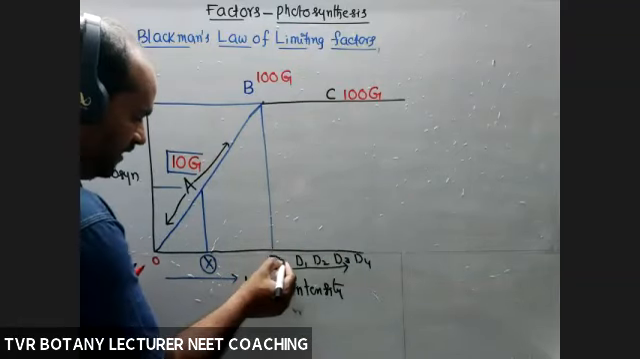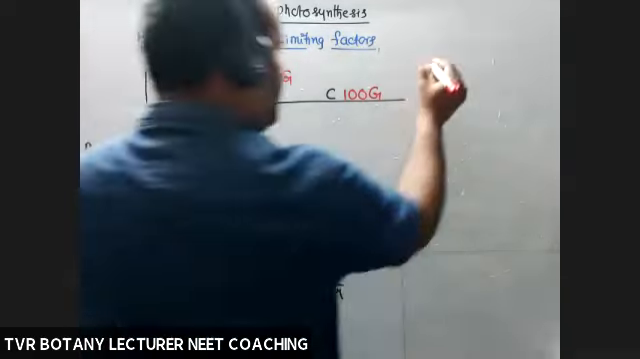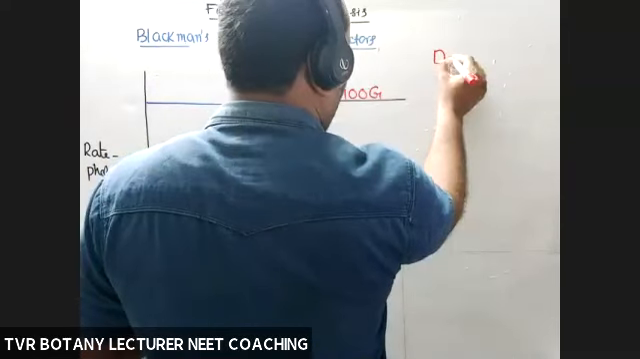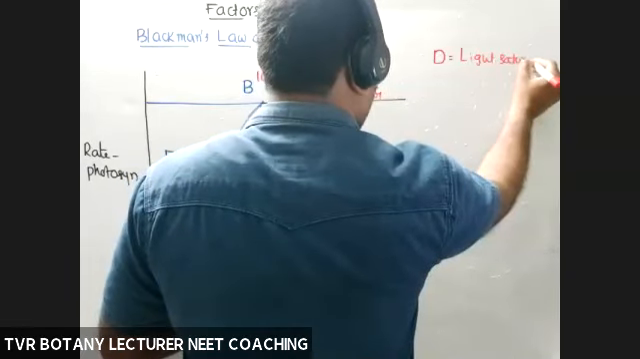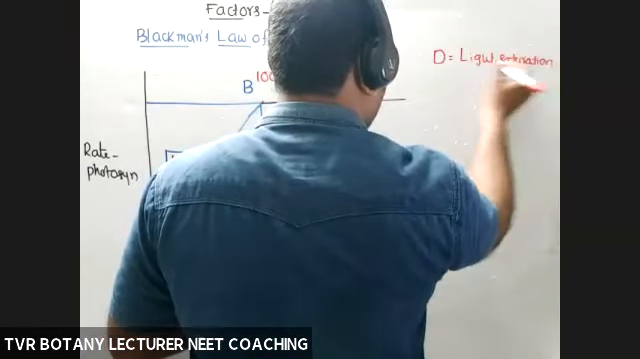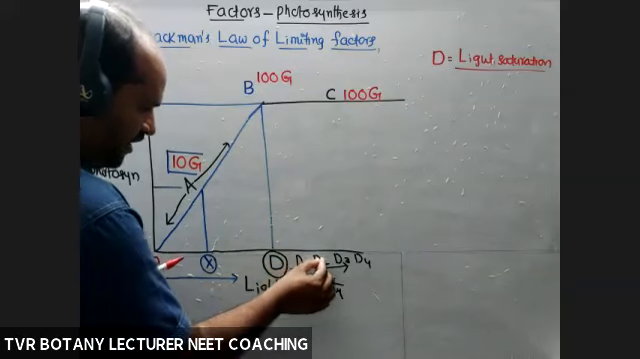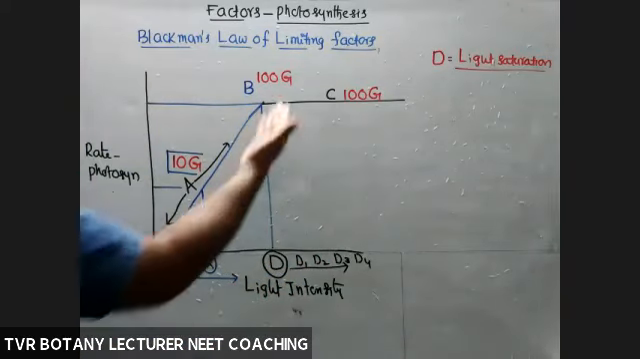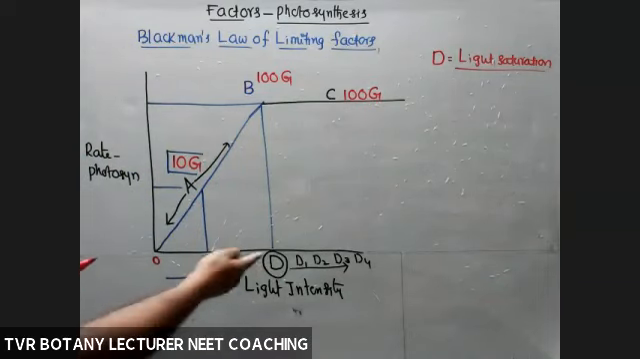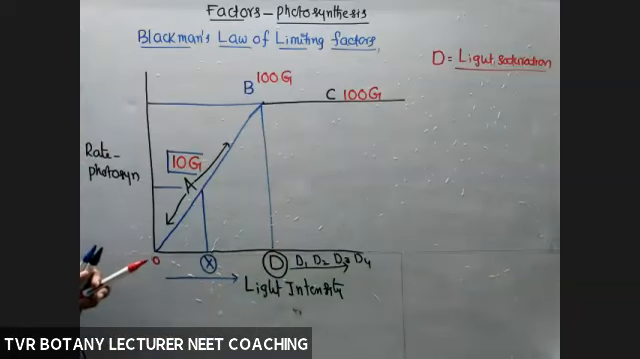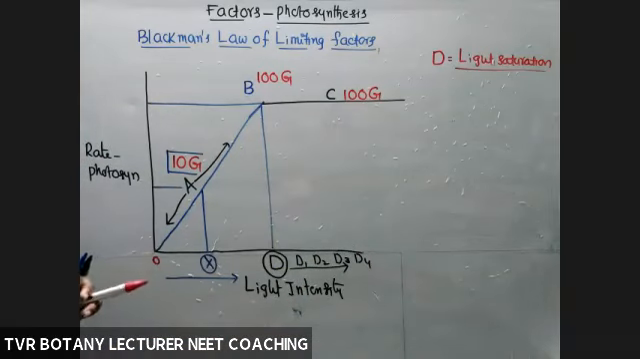The reason here: this part D indicates light saturation. Light saturation means light is optimum. Light is not a factor, meaning not a limiting factor. See, from D to D1, D2, D4 like that, there is no increase in photosynthetic yield. So according to this, light is not a limiting factor from D onwards. Even if it is increased from D onwards, there is no enhancement.